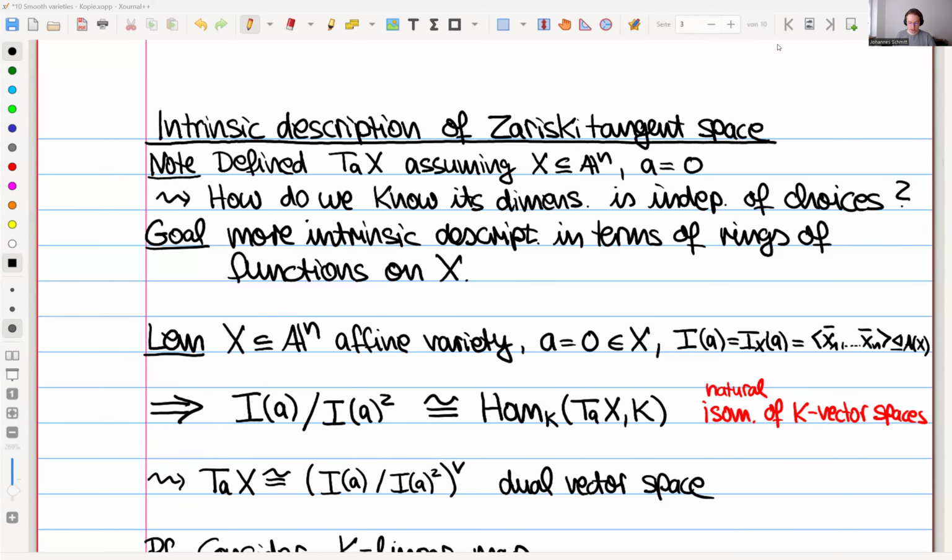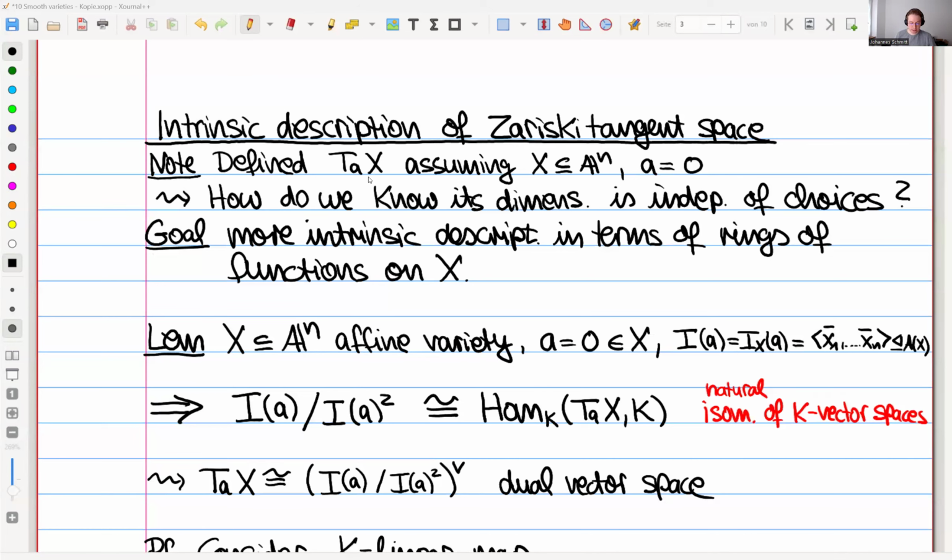So in the last video, we defined the Zariski tangent space, and in the definition, we assumed that the variety that we want to compute the tangent space of is contained inside A^n, and A is the origin. So the question in this video is, how do we know that this vector space that we defined, for example its dimension, is independent of the choices that we made?